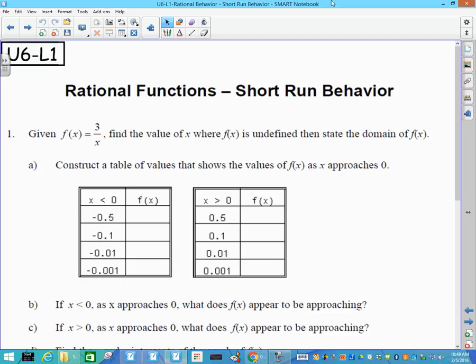Okay, today we are starting a new unit, Unit 6, and it's going to cover rational functions. We're going to learn all about them, graphing and solving them algebraically. So our first lesson is talking about the short-run behavior of rational functions.